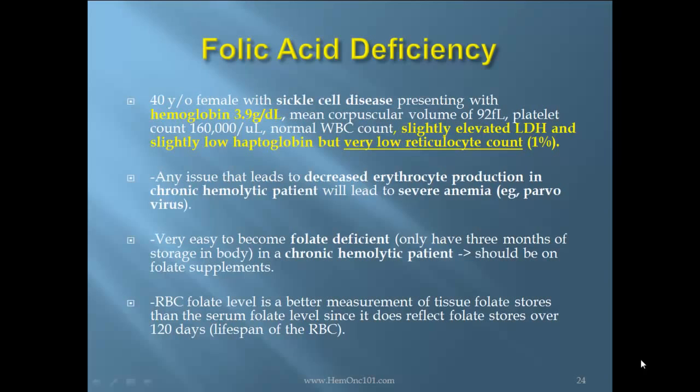Case report. 40-year-old female with sickle cell disease, presenting with hemoglobin only 3.9, MCV 92, platelet count 160,000, normal WBC count, slightly elevated LDH and slightly low haptoglobin, indicating that the hemolysis is not that severe, but very, very low reticulocyte count, and negative parvovirus.